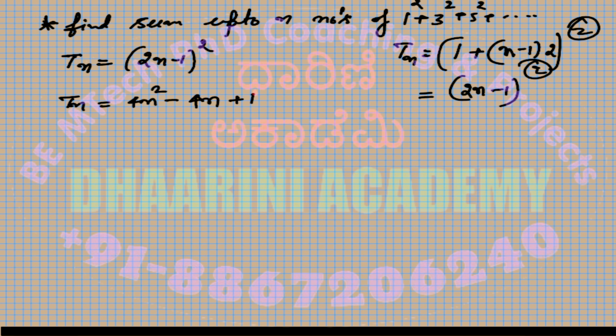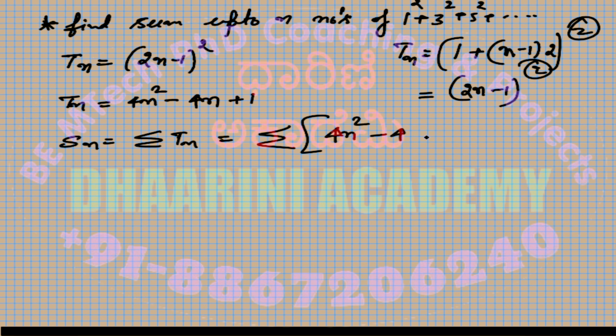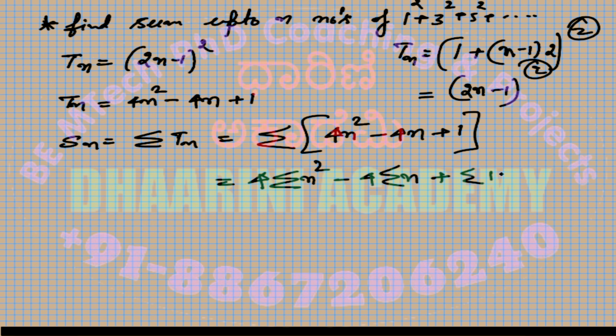Now what I want is the summation, right? So the sum, I'll write sum is equal to summation of Tn. So that is summation of 4n squared minus 4n plus 1. So what I can do here, I can apply the summation into this. So 4 times summation of n squared minus 4 times summation of n plus summation of 1.